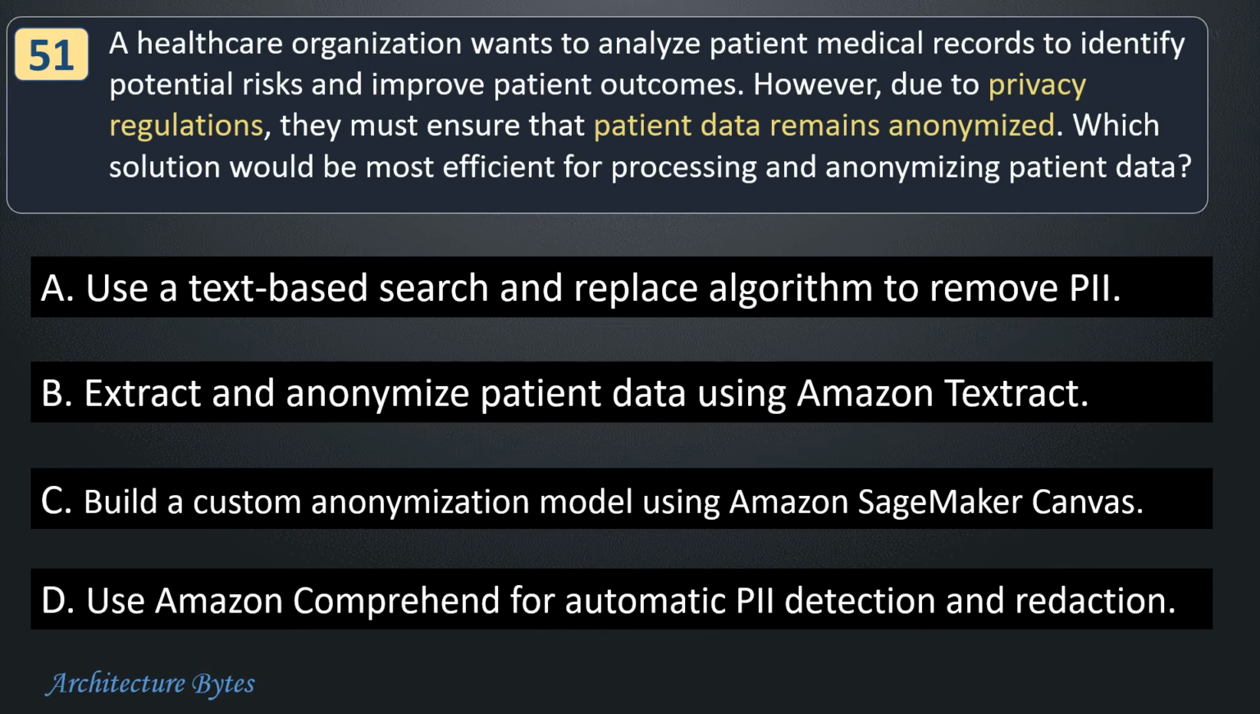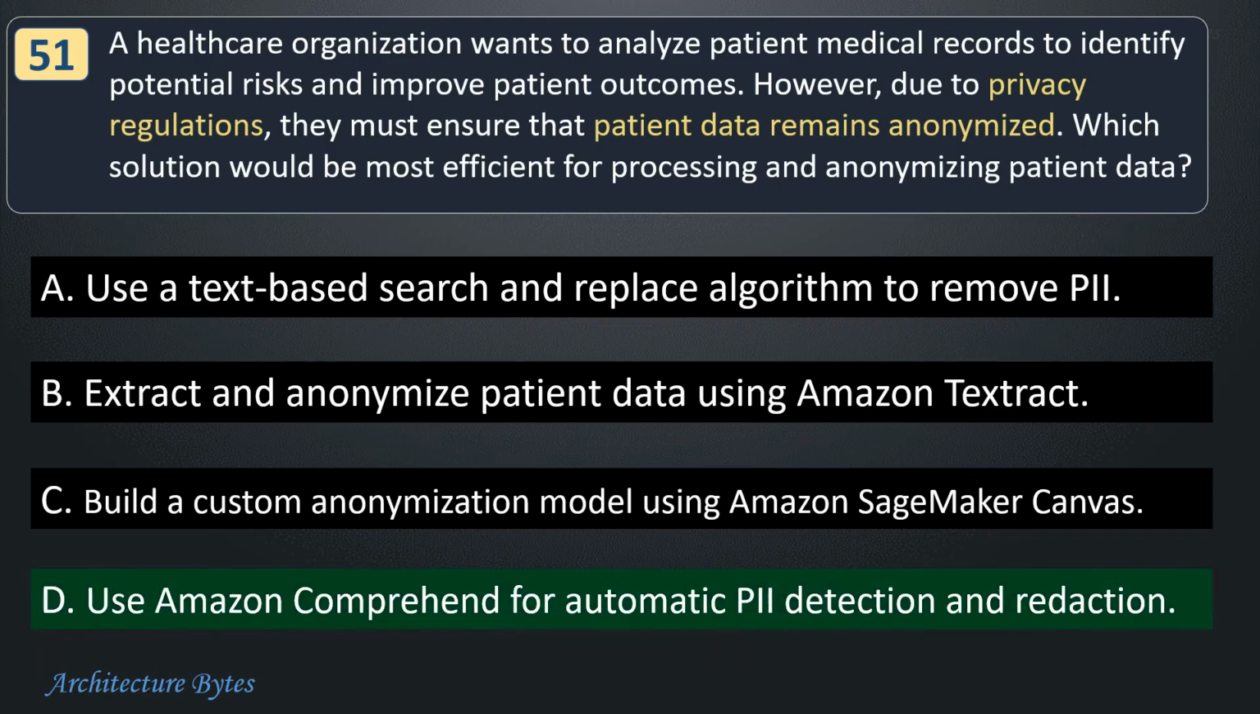Our options are A. Use a text-based search and replace algorithm to remove personally identifiable information, or PII. Option B. Extract and anonymize patient data using Amazon Textract. C. Build a custom anonymization model using Amazon SageMaker Canvas. Or D. Use Amazon Comprehend for automatic PII detection and redaction.